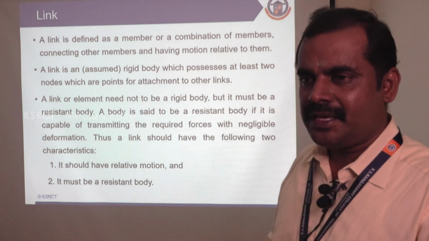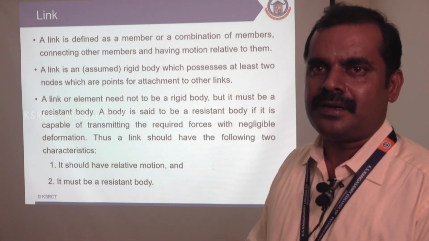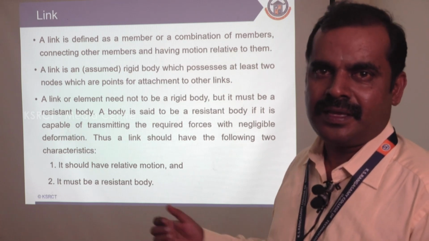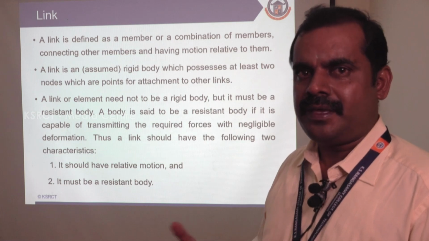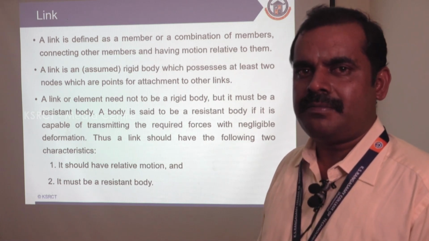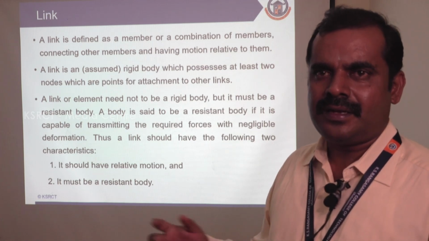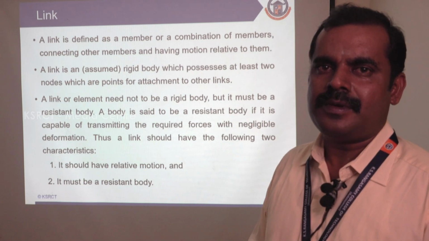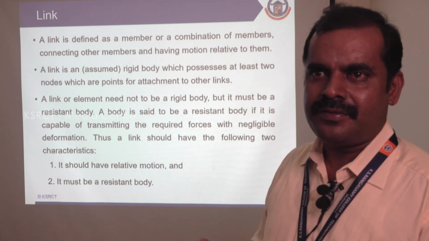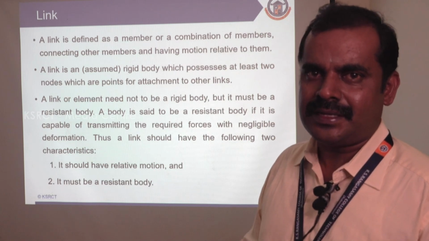So next we will see the different parts of a mechanism. The basic part of any mechanism is the link. So a link is nothing but a rigid body. Maybe it may be a deformable body, but as far as our analysis is concerned, we are taking the link as a rigid body, because during the motion it will have some kind of deformation, but we are not going to consider that.